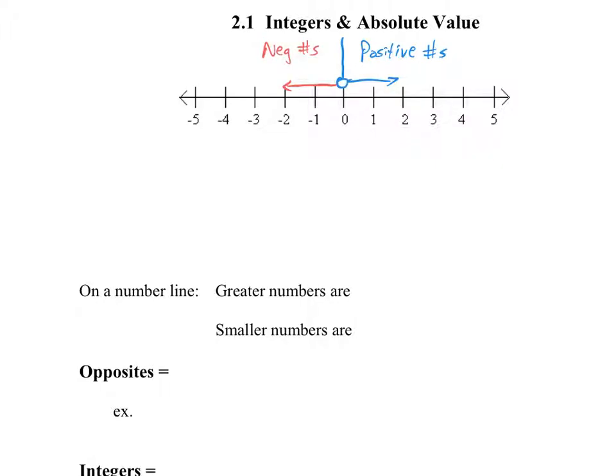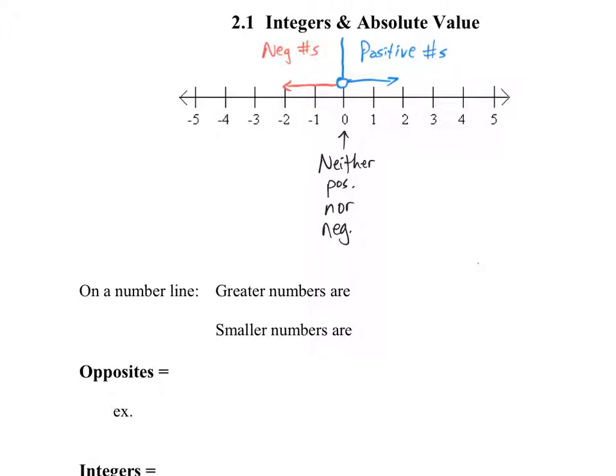So positive numbers are all to the right of 0. Negative numbers are all to the left of 0. If we do the little open circle there, that means 0 is not positive, 0 is not negative. So I'm going to write that in. So 0 is neither positive nor negative. 0 is neither positive nor negative.